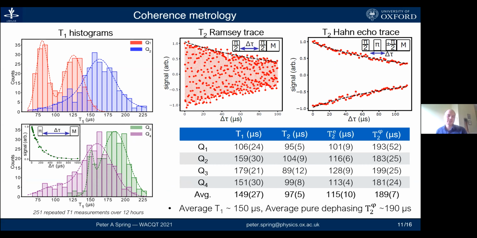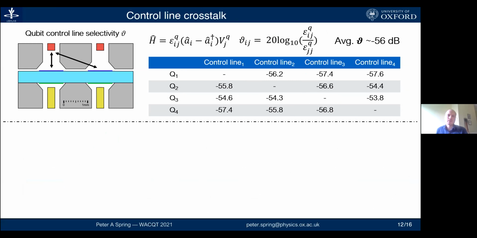And you can see the histograms that result from those measurements on the left. And then you can see an example T1, Ramsey, and Hahn echo time trace on qubit one. And we also did ensembles of those measurements. And the main result here is that the coherence times are quite good for transmon qubits. So we have average T1s of 150 microseconds and then average pure dephasing times of 190 microseconds with respect to these echoes.